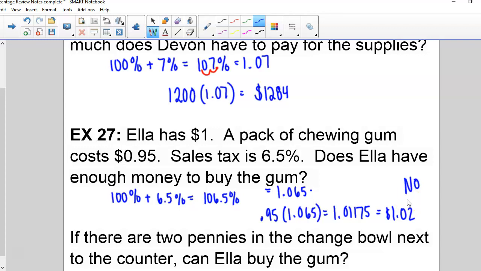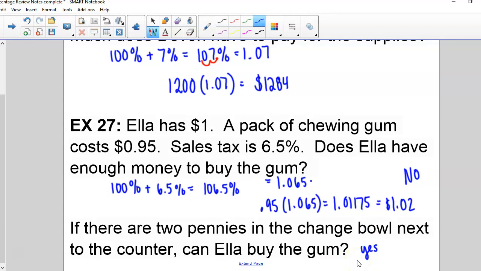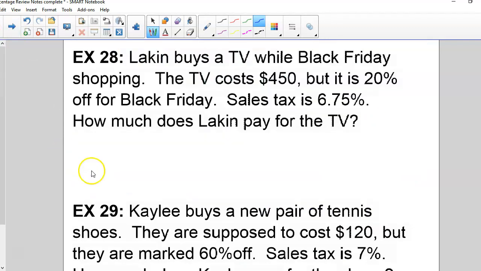Okay. But if you're at a gas station buying a pack of gum, sometimes they've got this little tray right here and it's got like extra change in it. So if that little tray has 2 pennies in it, in that change bowl next to the counter, then can Ella buy the gum? Yes. So she could, if she had 2 extra cents, she would be able to buy the gum. So if she's sitting there calculating and she really wants that chewing gum, but only has $1, this is how she could figure it out. Okay, let's keep going.